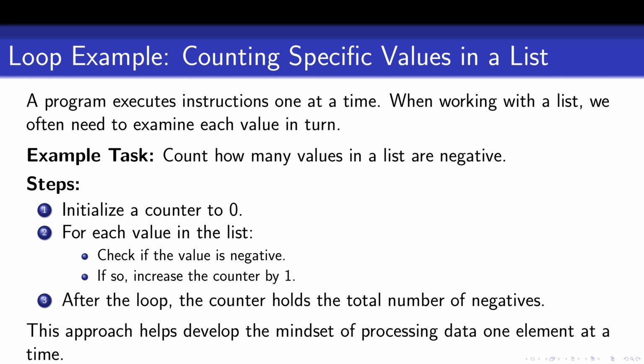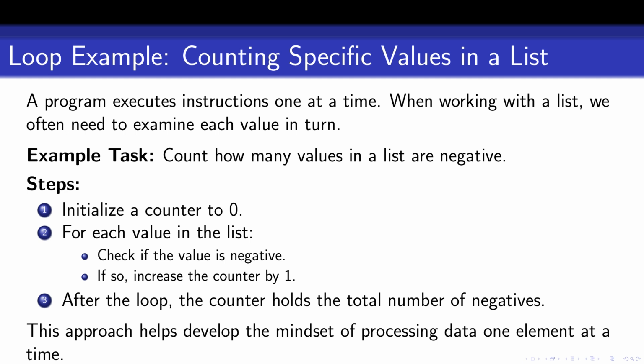Another common use of loops is counting the number of elements in a list that meet a specific condition. In this example, the goal is to count how many values in a list are negative. The structure follows a familiar pattern. Initialize a counter to 0, iterate through the list, check whether each value is negative, and increment the counter when it is. At the end of the loop, the counter holds the final result.